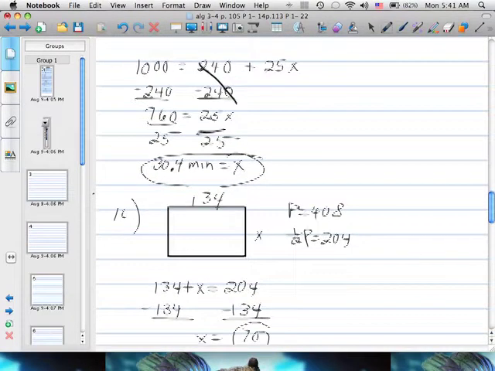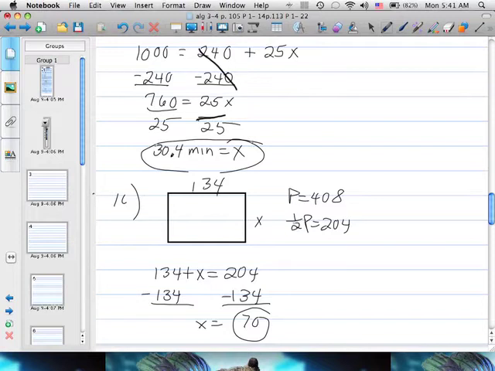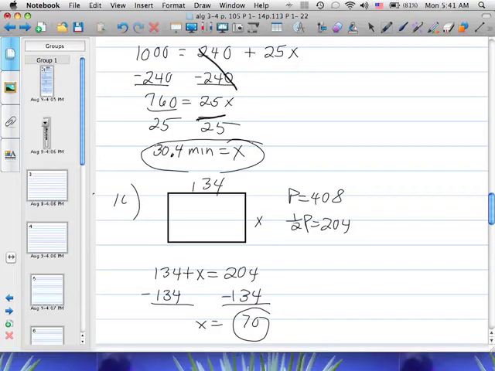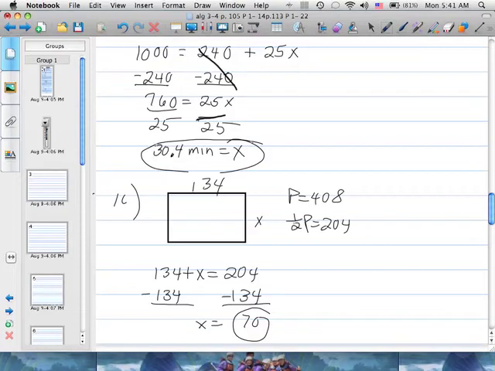So undoing addition first, we subtract 240, and we get 760 equals 25x. Divide both sides by 25, and we get 30.4 minutes it will take to fill that 1,000 liter tank.